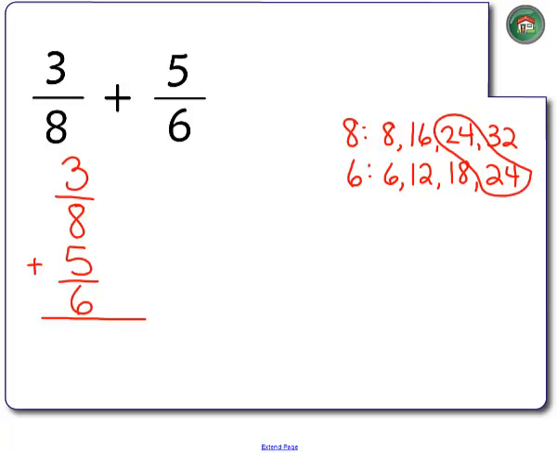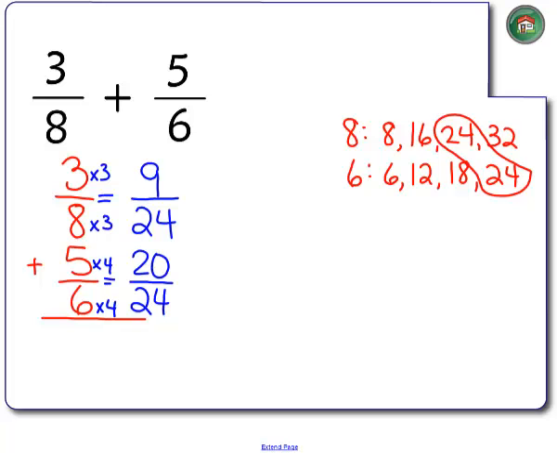So I'm going to change the denominators to 24ths and make the equivalent fractions. I know that 8 times 3 is 24, so 3 times 3 is 9. I know 6 times 4 is 24, so 5 times 4 is 20. When we add these up, I end up with 29 24ths.